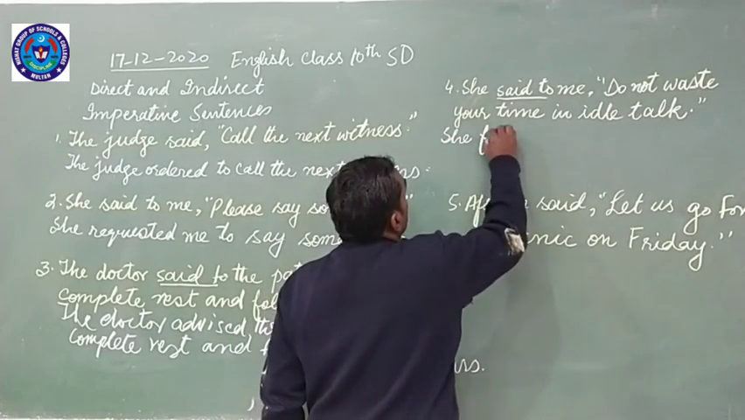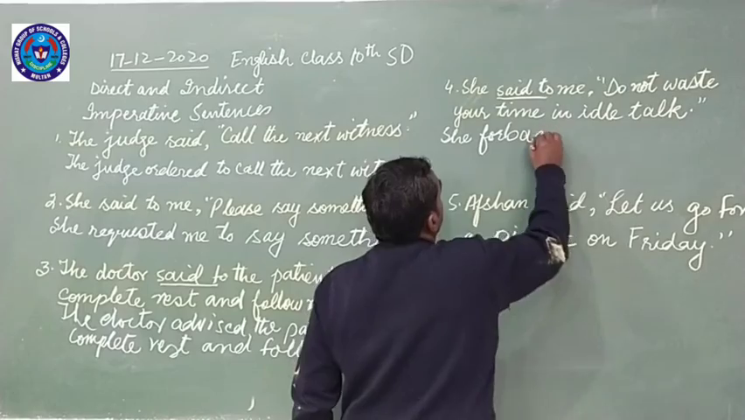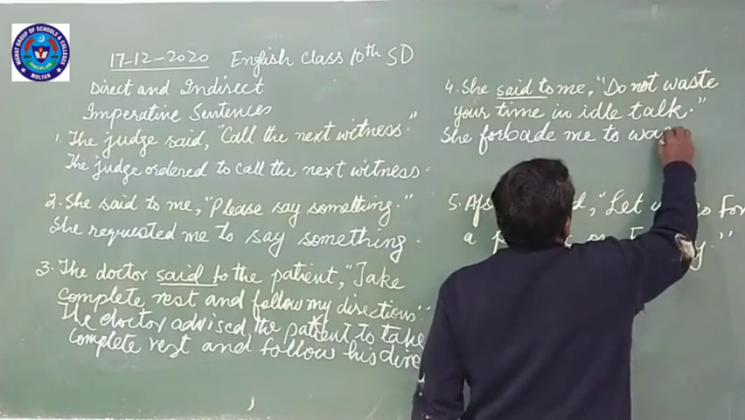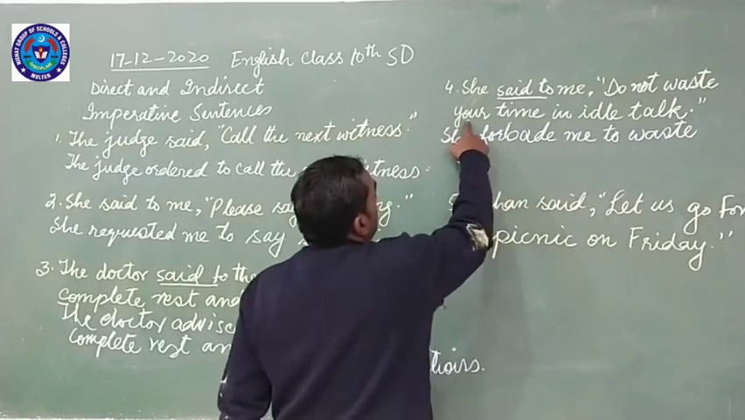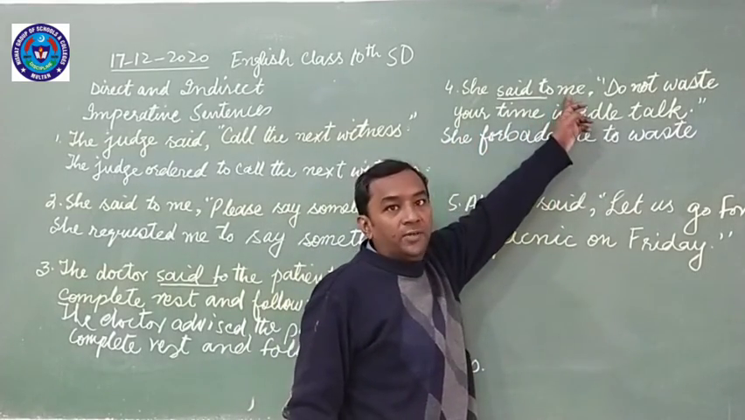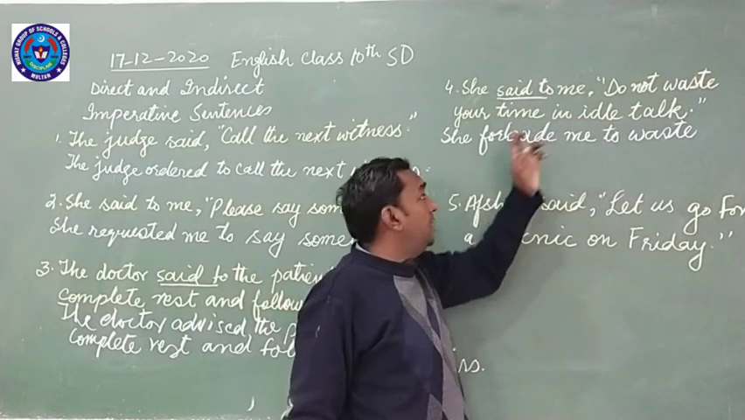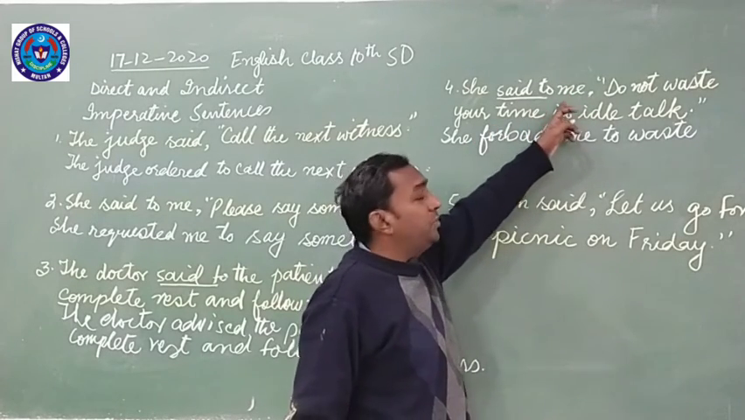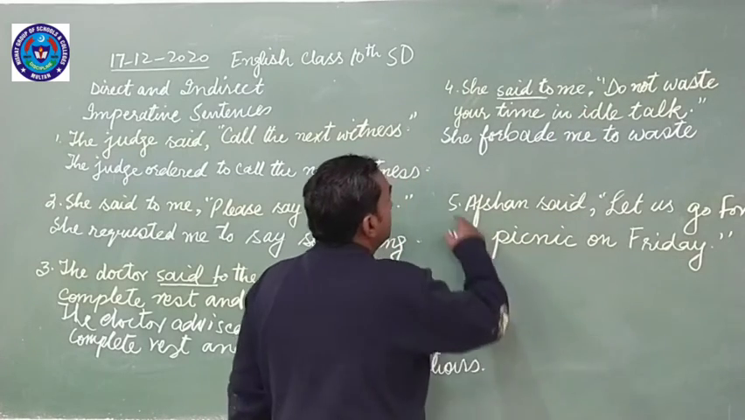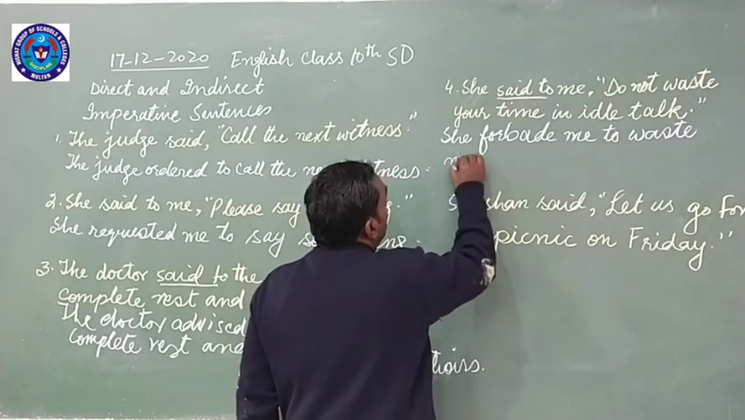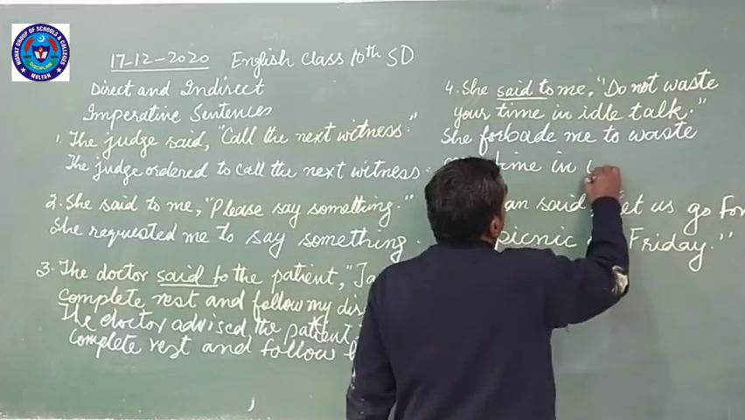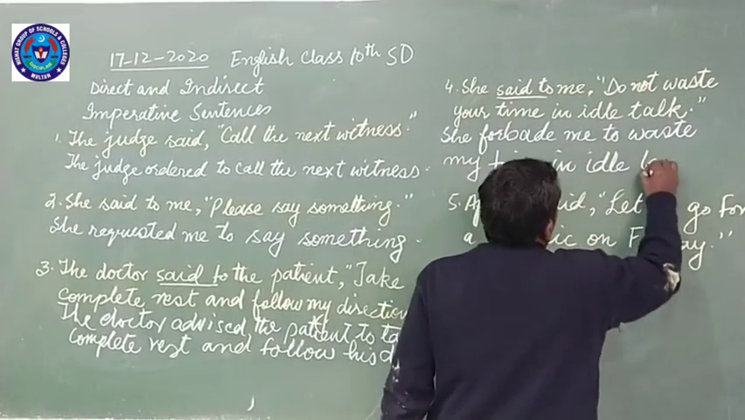She forbade me to waste. Your is second person, that will be changed with the object of reporting speech. Your is a possessive case, so we will also bring the possessive case of me. She forbade me to waste my time in idle talk.